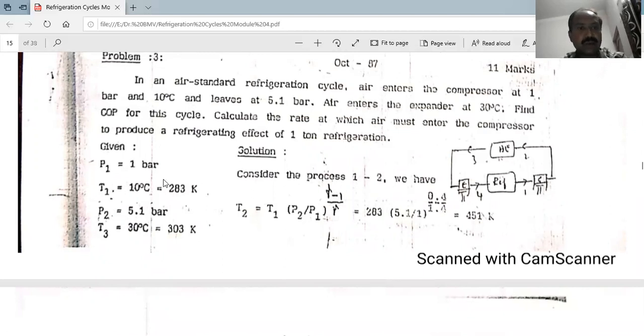P1 is equal to 1 bar. T1 is equal to 10 degrees centigrade plus 273, it becomes 283 degree Kelvin. P2 is equal to 5.1 bar. T3 is equal to 30 degrees centigrade plus 273, it becomes 303 degree Kelvin.